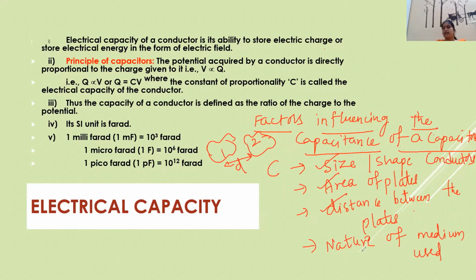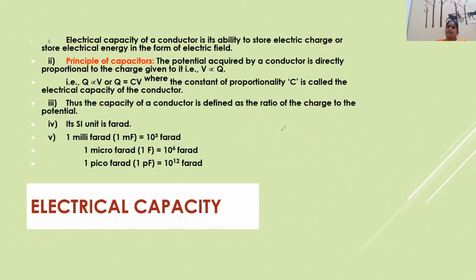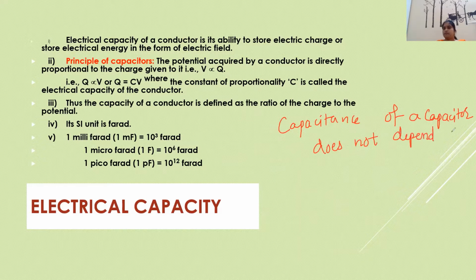So the factors influencing the capacitance of a capacitor. But apart from that, let us study the factors which do not depend on it. Now you take the capacitance of a capacitor. Capacitance of a capacitor does not depend on the first one. So now we know C is equal to Q by V. As the value of the potential difference between the plates increases, proportionately the charge increases or changes. But the capacitance of a capacitor is unaffected.